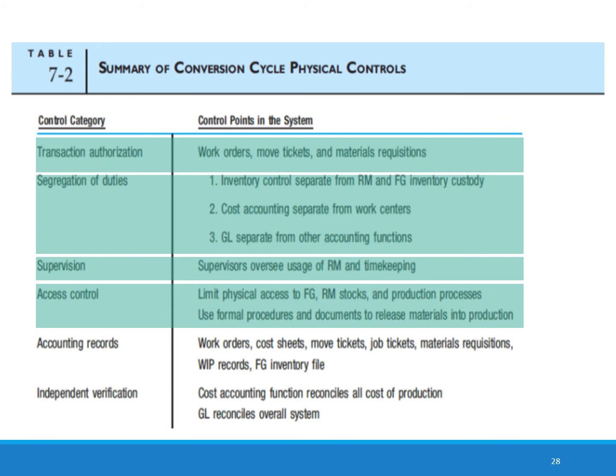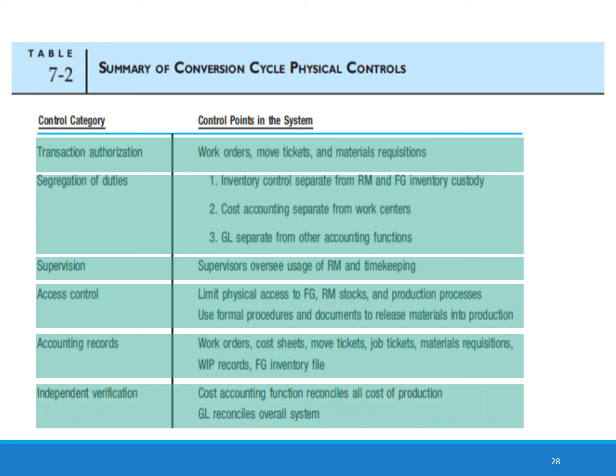Access control limits the physical access to the finished goods and raw material stocks, and the production process uses formal procedures and proper documentation to release the materials into the production. The following category is the accounting records: work orders, cost sheets, move tickets, job tickets, material requisitions, working in progress or WIP records, and the finished goods inventory file should have accessibility to those records restricted with authorization as well as segregation of duties. Lastly is the independent verification. Cost accounting functions reconcile all costs of the production, and then also the general ledger reconciles the overall system.